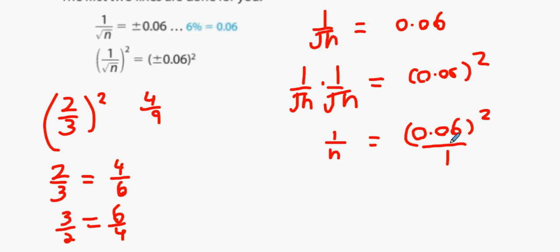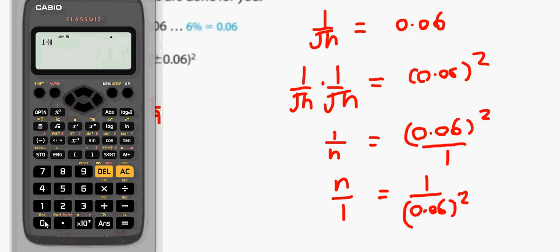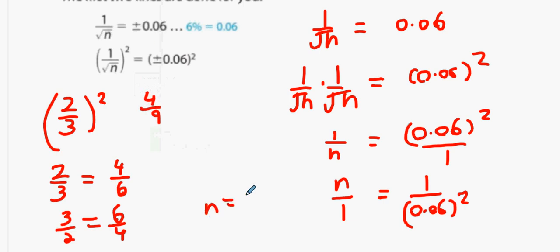Anybody suggest what I could do here as a really quick shortcut? I could do n over 1 equals 1 over. Yeah, that's quicker and better. Our n value will be, let's find out, 1 divided by 0.06 squared. Our n value is 278 people. Rounded up, 278 people required for that. Everybody cool? Now, you guys are going to have to try one out yourselves.